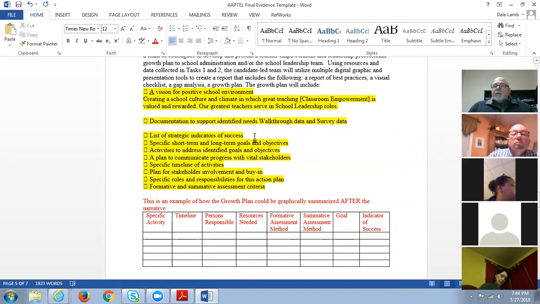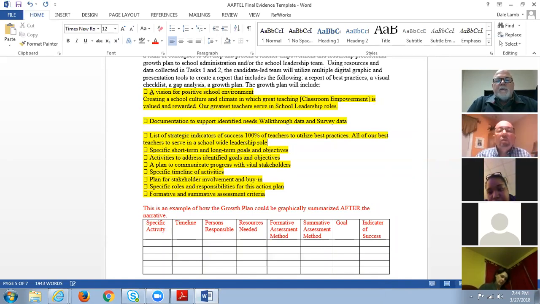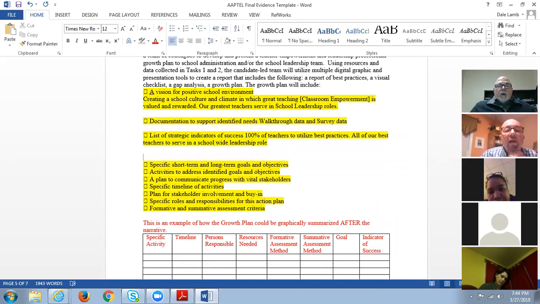Well, probably on walkthrough, we're looking for 100% of our teachers to be using best practices. That's what we're looking for. We're looking for 100% of teachers to utilize best practices, and we're looking for all of our best teachers serving in a school-wide leadership role. Right. That's what we're looking for.